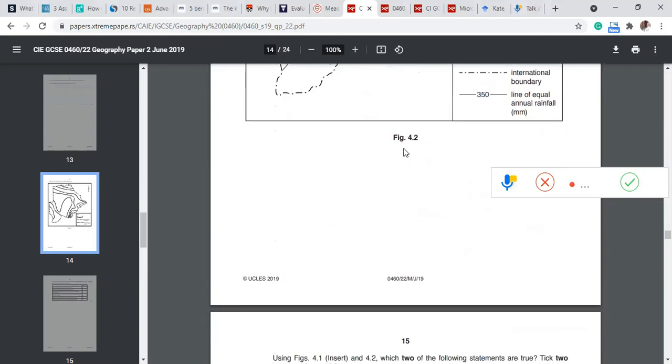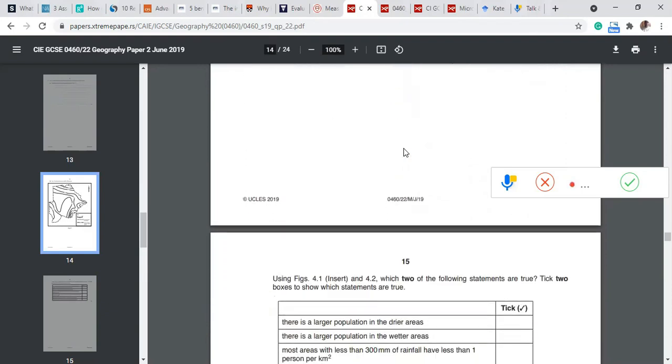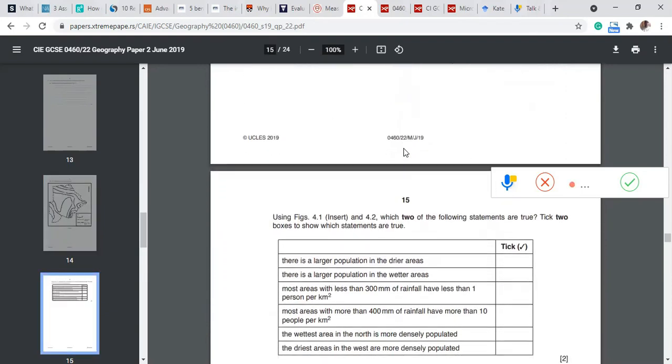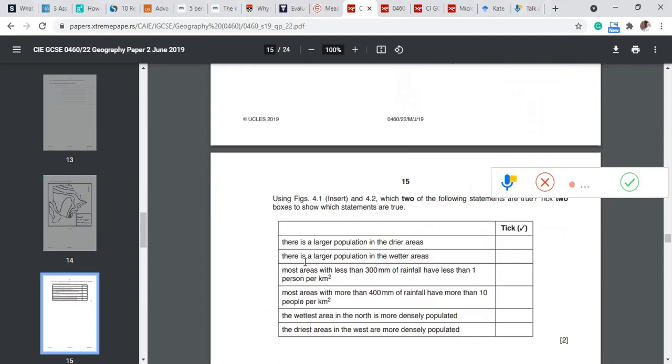So let's just see what the question is saying. There is a larger population in dry areas. No. There is a larger population in wetter areas. Correct. This is correct. How many are we supposed to tick? Two. So this is correct. Most areas with less than 300 millimeters of rainfall have less than... Yes, this one is also correct. Wait, most areas with less than 300 mm of rain have less than.